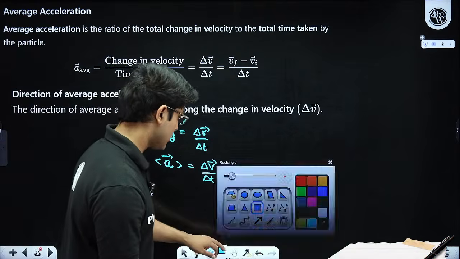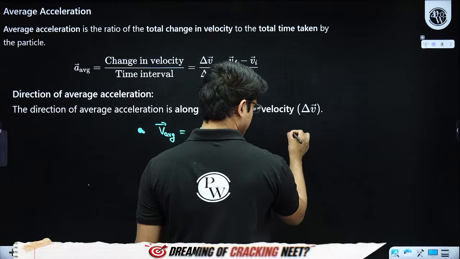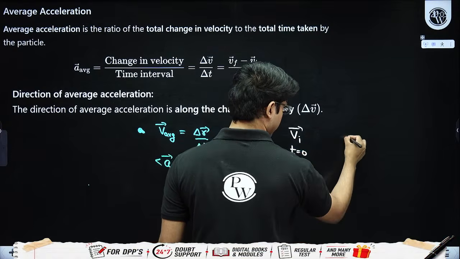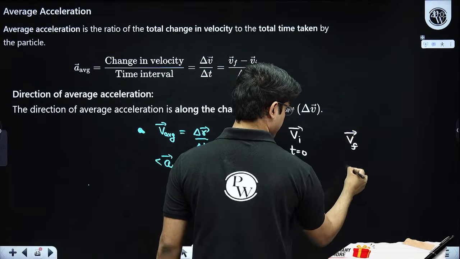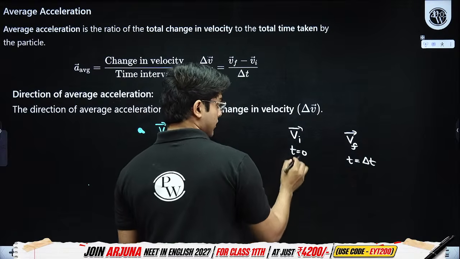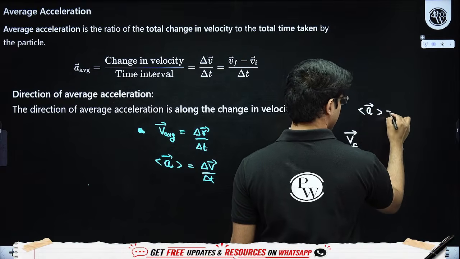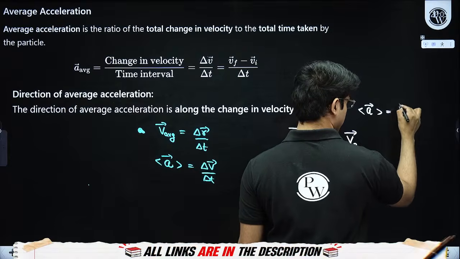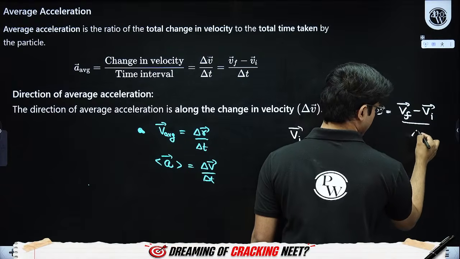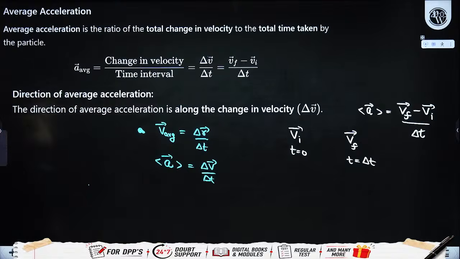Okay, so in some journey, let's say the initial velocity vector at the start was vi, and finally the velocity vector became vf at time t equal to delta t. Then the average acceleration is defined as the change in velocity vector, which is v final minus v initial, divided by the time duration. Change in velocity vector divided by the time.